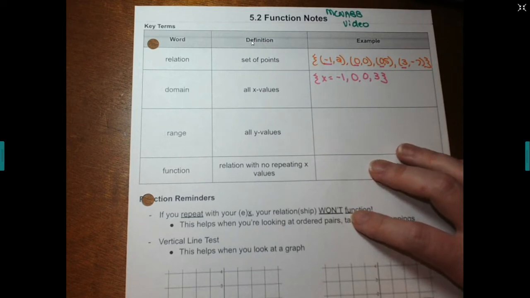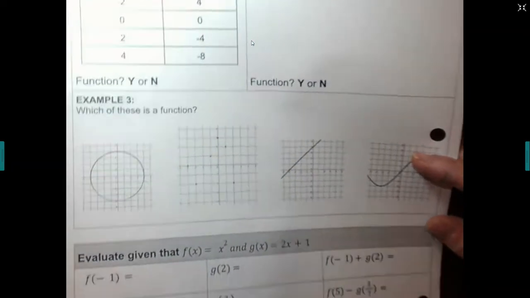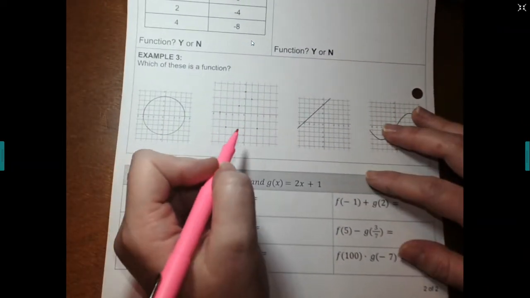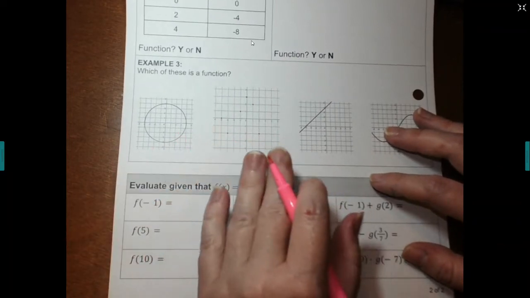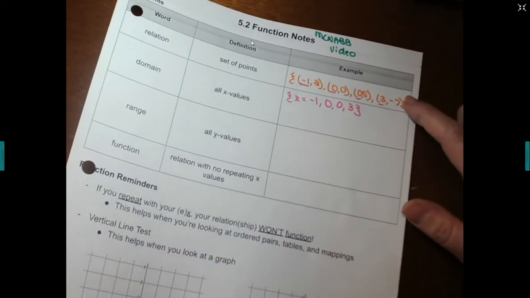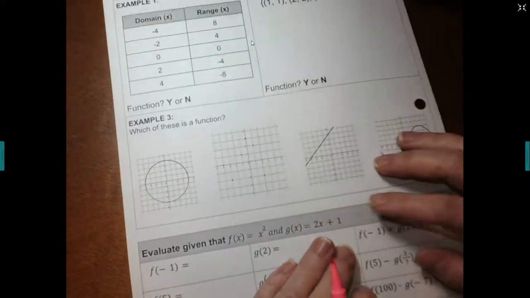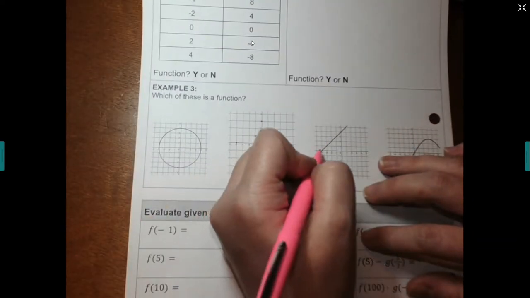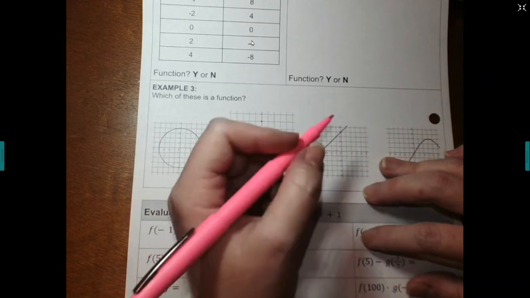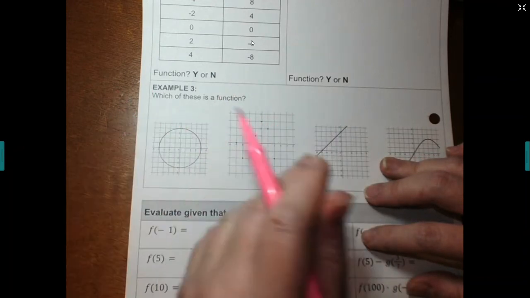Now, something else we can think of is a relation can also be shown as a graph. So this graph right here where we've got just some points on it, that is a good example of what this graph might look like. It's not exactly the same points, but it's an idea. It's just going to look like kind of a scattering of dots. However, we could also have relations that are lines.